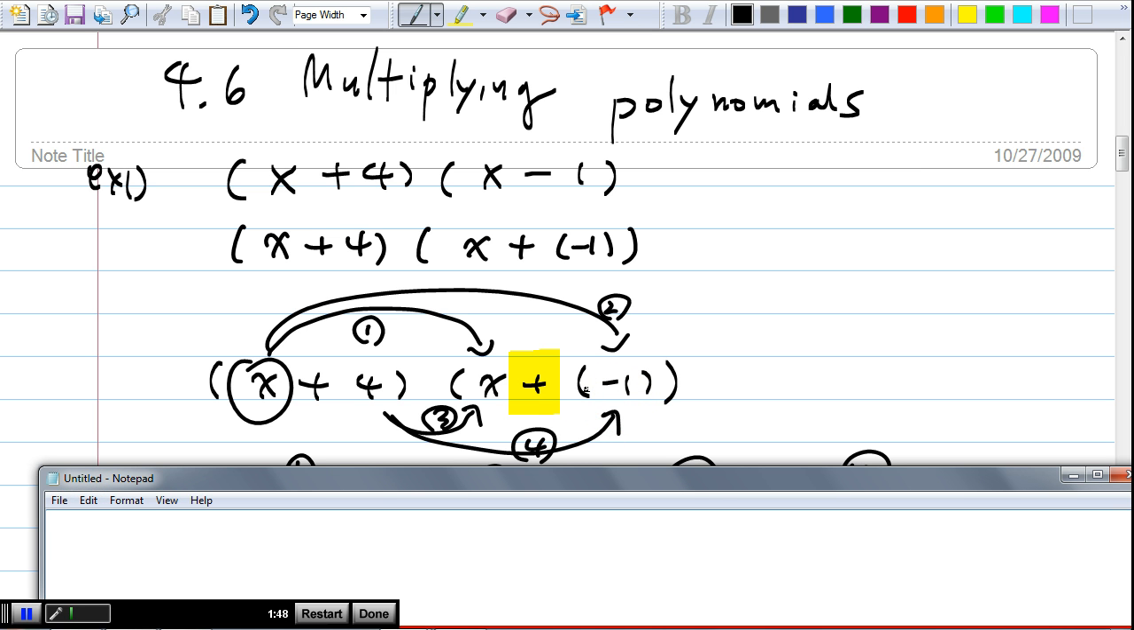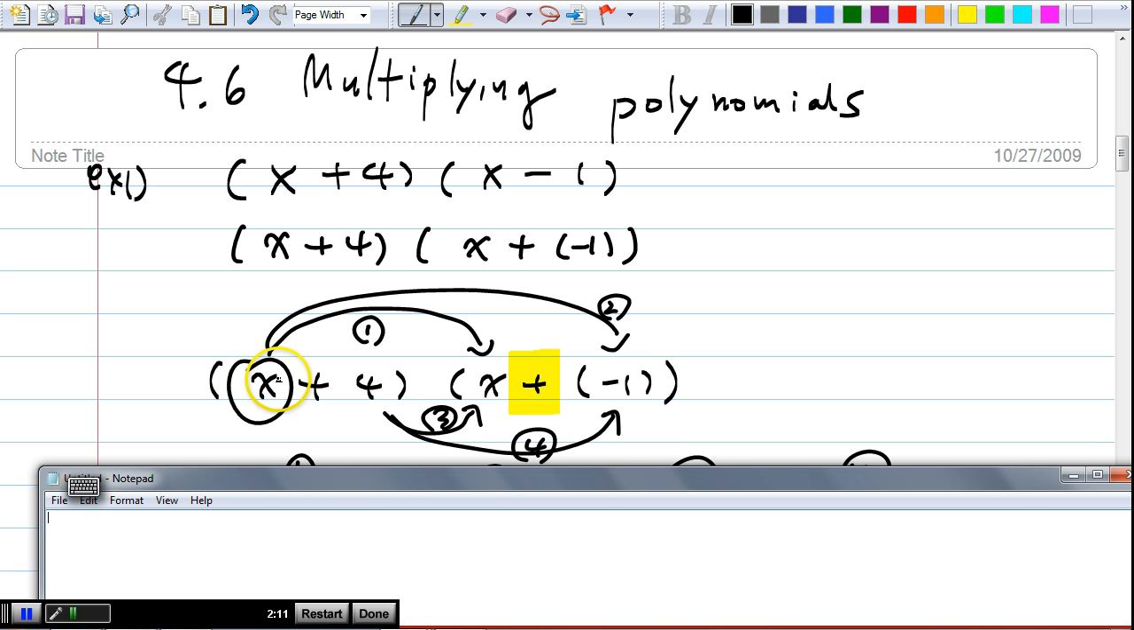I'm sorry? How is it reverse distributive property? Oh yeah, and then you're going to do 4 times x plus negative 1. Is that what you mean? Let's write it. Okay, Shirok, what do I get when I do this? I get what?